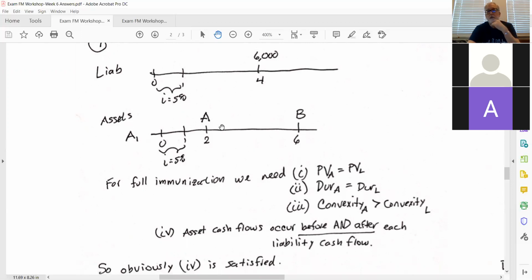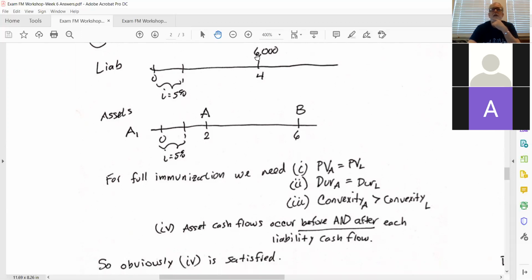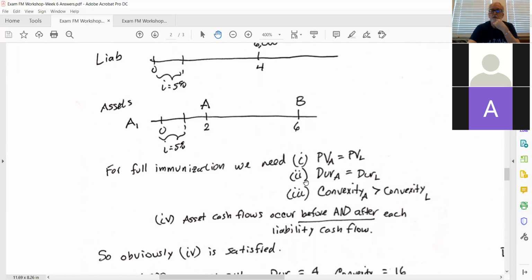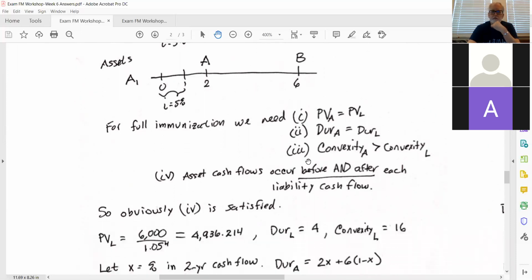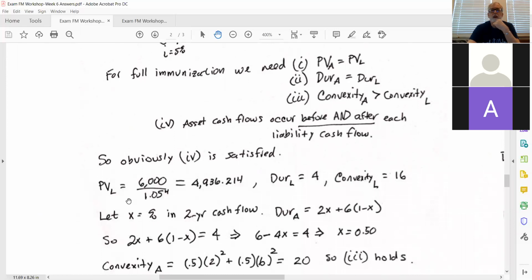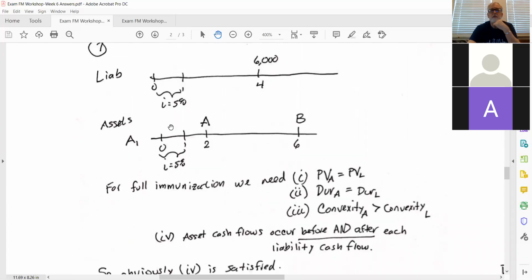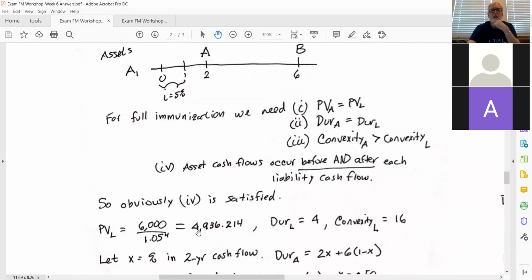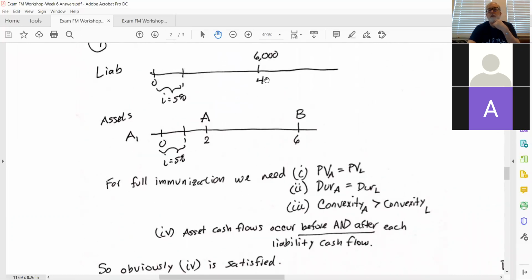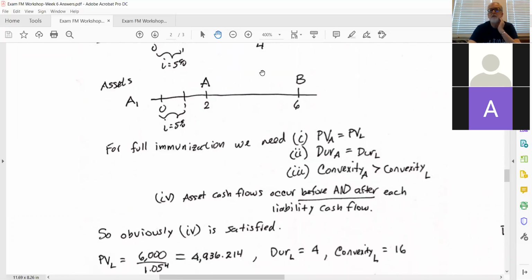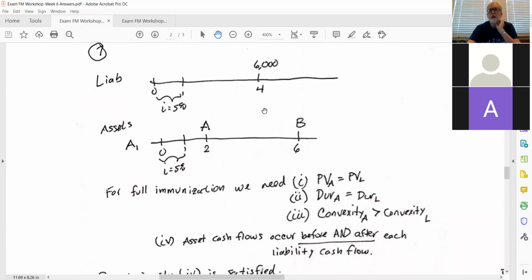Well, based on this, 4 is obviously satisfied because we only have 1 liability cash flow, and we do have an asset cash flow both before and after. So we just got to make sure that 1, 2, and 3 are satisfied. The present value of the liabilities, well, the interest rate is 5%, so 6,000 divided by 1.05 to the 4th. What is the duration of liabilities? Well, there's only a single payment, so the duration is 4.